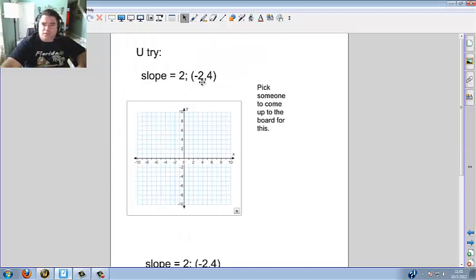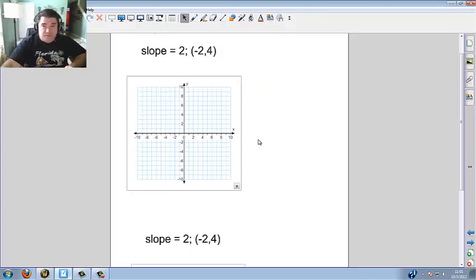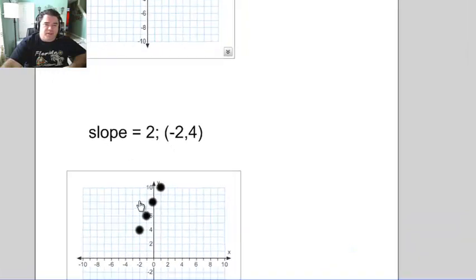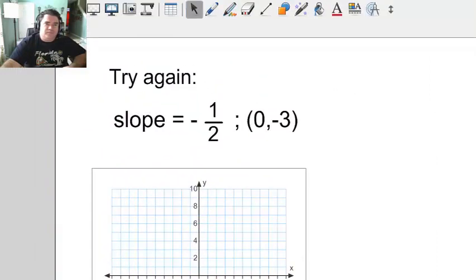You try slope of 2 and you start at negative 2 comma 4. I won't call someone up to the board since we're flipping the classroom. It doesn't make sense to call someone to the board, so we'll skip that part. Well, let's go ahead and do negative 2 comma 4, and that's for point, and then up 2 over 1, up 2 over 1, which will form a line right through here. So you try again, please. Go ahead and give this a try.